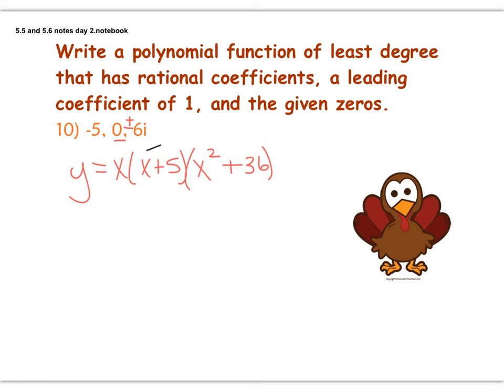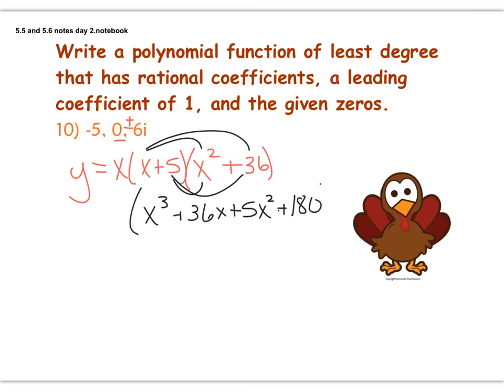I'm going to start with the back 2 and give me x cubed plus 36x plus 5x squared plus, there we go, 36 times 5 is 180.